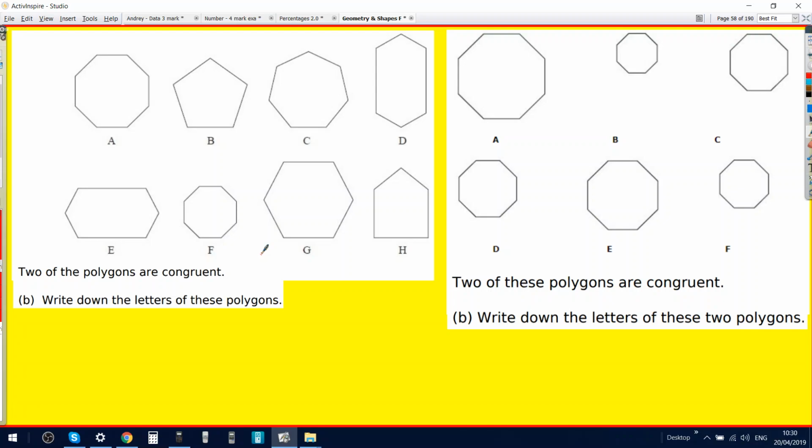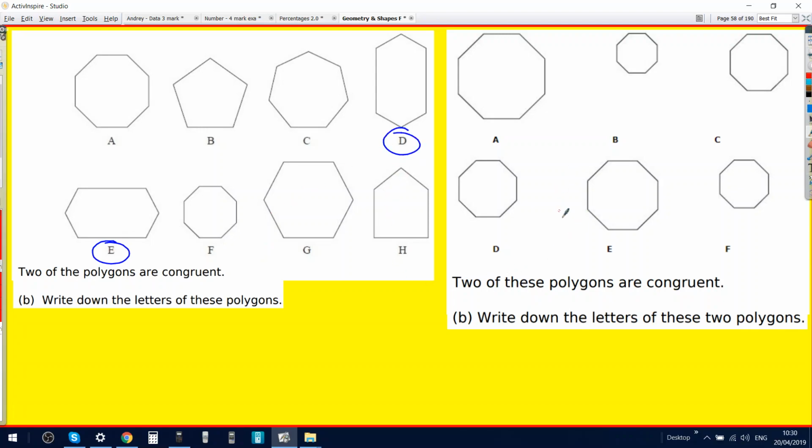A and C, they have different numbers of sides. One has 8 sides, one has 7. Oh, is it E and D? Yes, E and D.